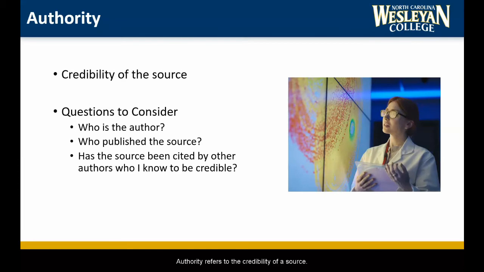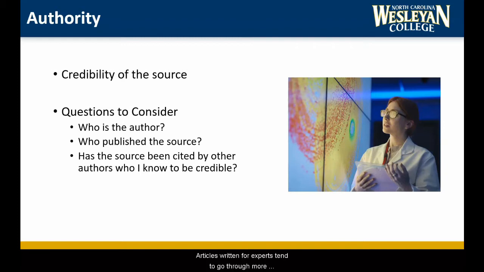Authority refers to the credibility of a source. Questions to consider here include, who is the author? Check the source for information on the author. If it's not provided, do a quick search to find out the author's credentials, if they're qualified to write on the topic, and if they have any organizational affiliations that could change how they write about it. Who published the source? Research the publisher's submission criteria, mission statement and goals, areas of focus, and intended audience.